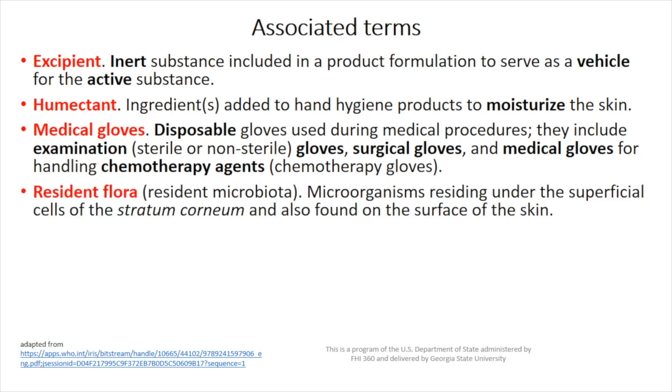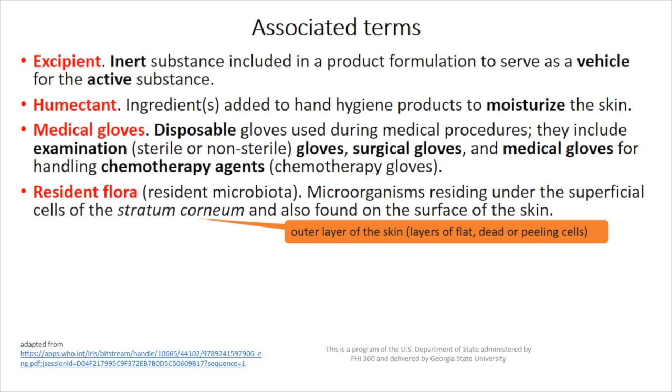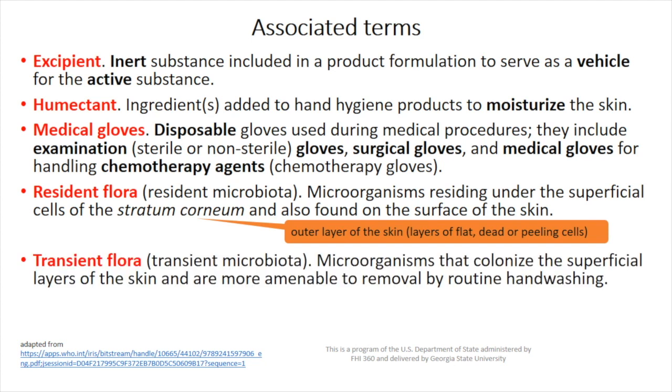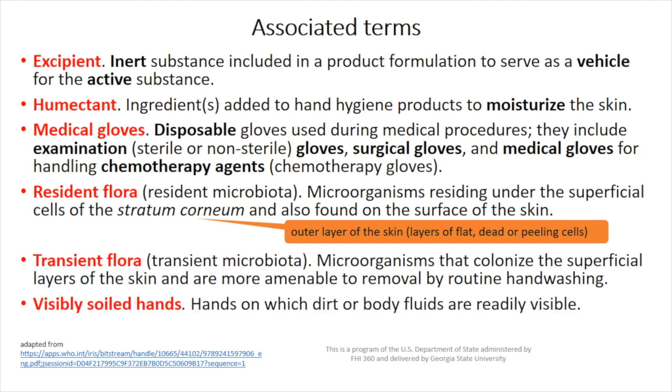Resident flora that we talked about a while ago. Transient flora. And the expression visibly soiled hands, which are hands that we can see are actually soiled. They are actually stained by dirt or some other fluid like blood, for example.